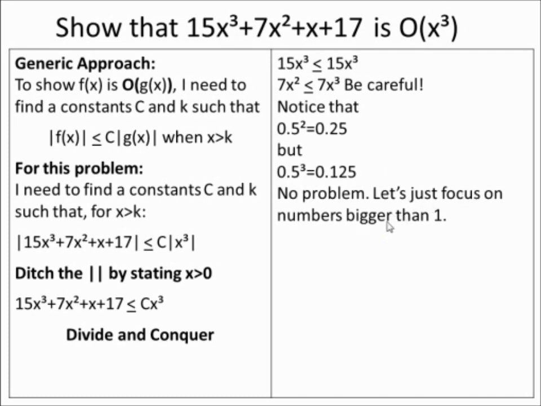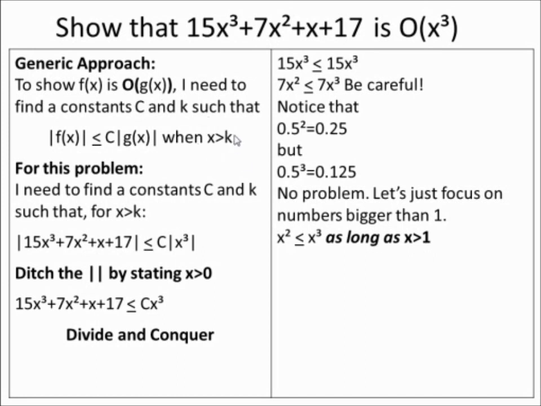Let's just focus on numbers bigger than 1. If I look at numbers bigger than 1, then yeah, when you cube it, it's just going to get bigger than when you square it. So I can say that x squared is less than or equal to x cubed as long as x is greater than 1. Okay? Now, you might be tempted to say, well, why x greater than 1? Why not x greater than or equal to 1?